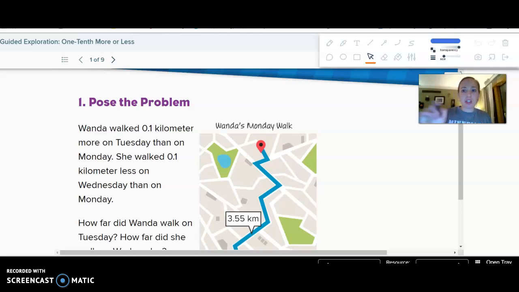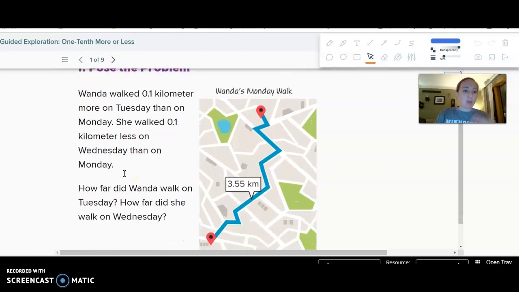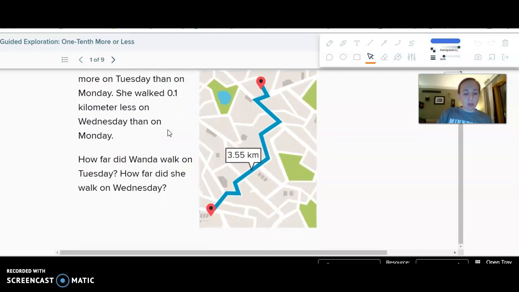All right, fifth graders, this lesson is all about finding numbers that are 1/10 more or 1/10 less than another number. So the problem to begin with, we can think about Wanda walked 1/10 of a kilometer more on Tuesday than on Monday. You can see a map of her Monday walk, 3 55/100. She walked 1/10 of a kilometer less on Wednesday than on Monday. How far did she walk on Tuesday and how far did she walk on Wednesday?